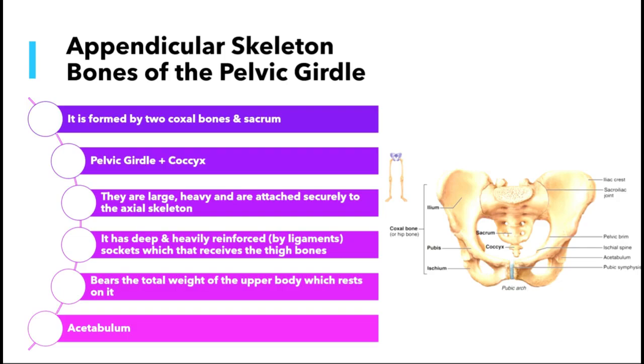Let's have the pelvic girdle, formed by 2 coxal bones and the sacrum. Your coxal bones are also known as your hip bones, so remember that. Now your pelvis is formed by your pelvic girdle, but the pelvic girdle and the pelvis are actually 2 different terms, so you should not mix them up.